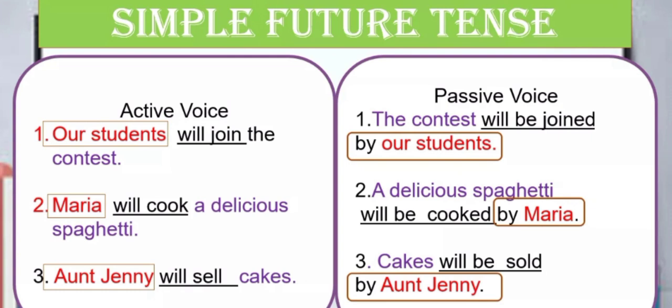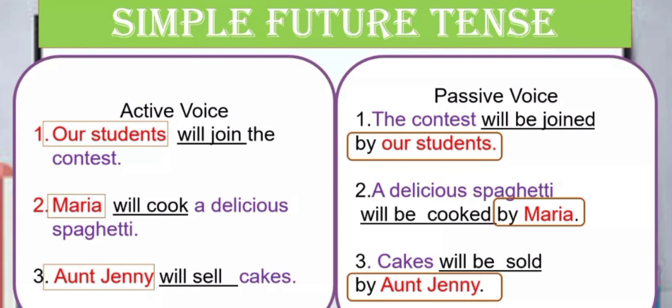Maria will cook a delicious spaghetti. So a delicious spaghetti will be cooked by Maria. So again, just like what I said, you can omit the by phrase. It's possible. And the sentence will still be complete. Number 3, Aunt Jenny will sell cakes. So cakes will be sold by Aunt Jenny. So you see, the color coding will tell you the position of the word. So for example, our students, it was the first, I should say, first part of the sentence in the active, became the last part in the passive.